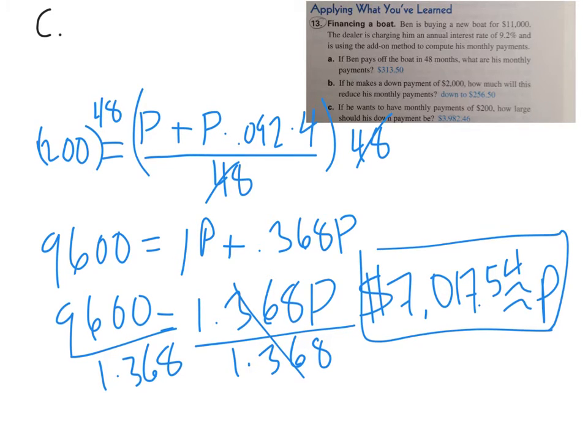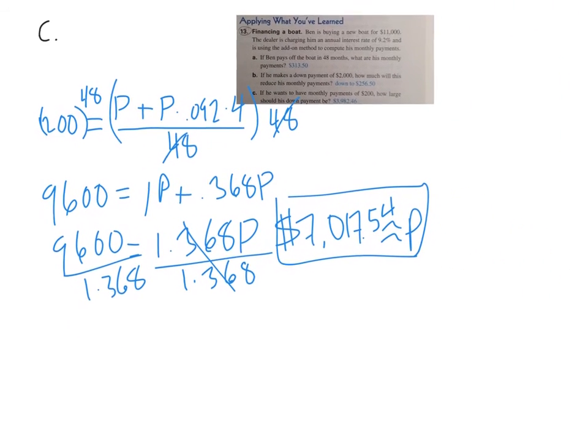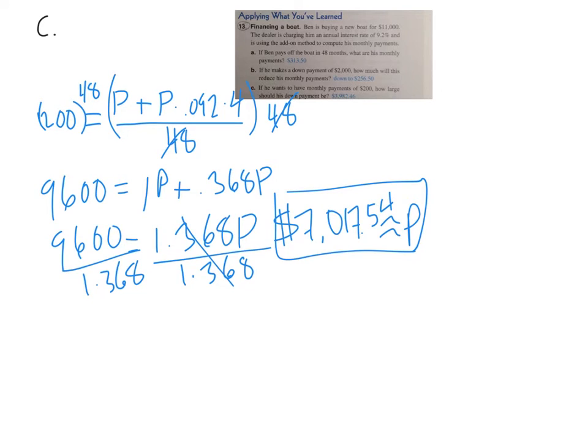Right, so this is the amount of money that we need to end up borrowing if we want to have a $200 monthly payment. Well, the $7,000 is coming from the total price, right, which was $11,000. So basically, we have this thing that costs $11,000. If we want our monthly payment to be $200, we're going to have to borrow no more than $7,017.54. That means the down payment is going to be $11,000 minus the $7,017.54.